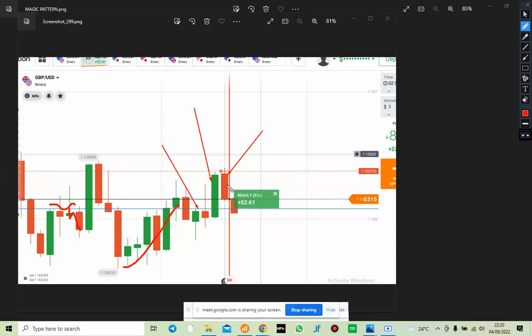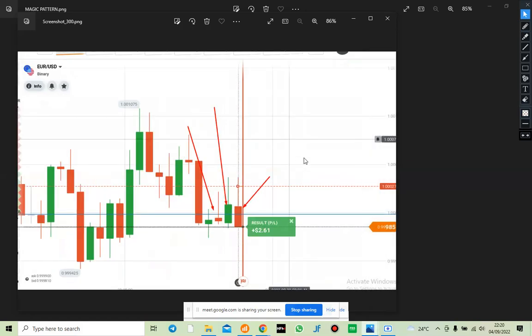Okay, so if sellers succeeded in going more down, it's definitely that the market is going to go more down. But in this kind of situation, I don't know what happened next. I had already taken one trade, then I left the market. Then this is the next trade here.